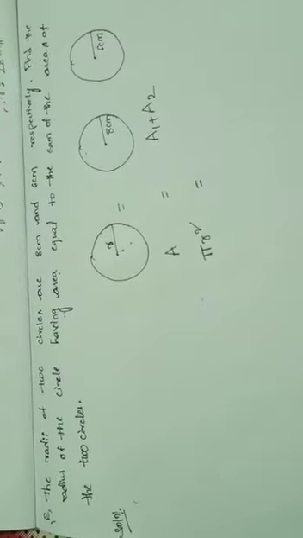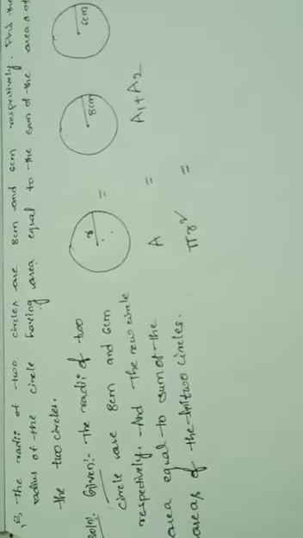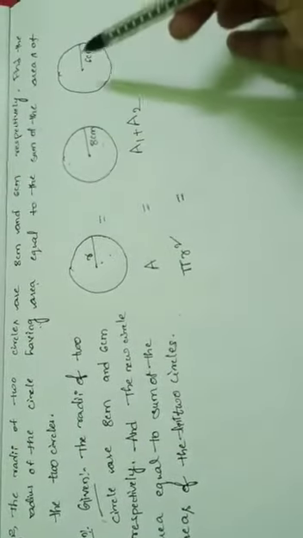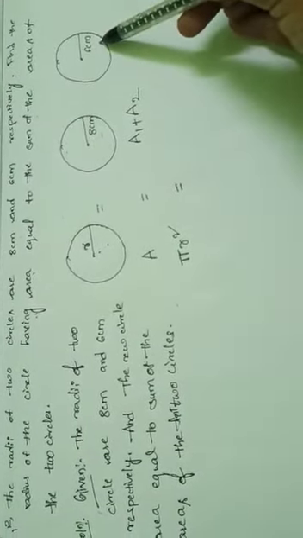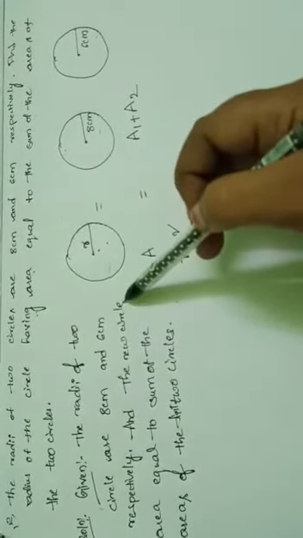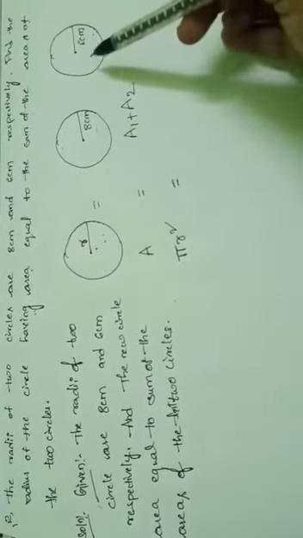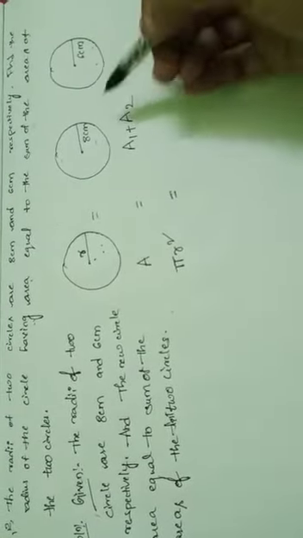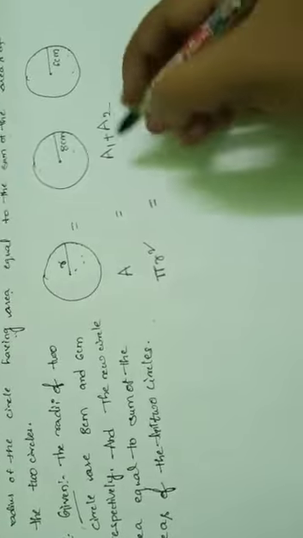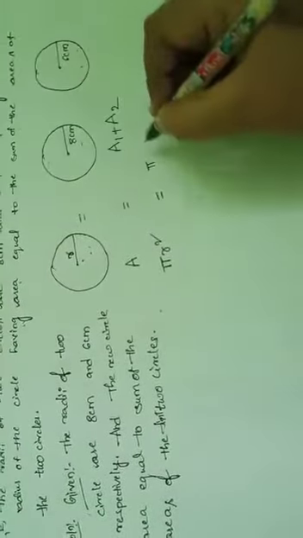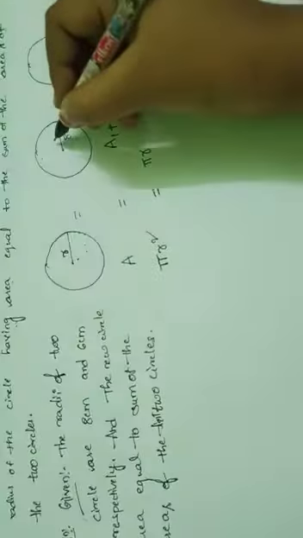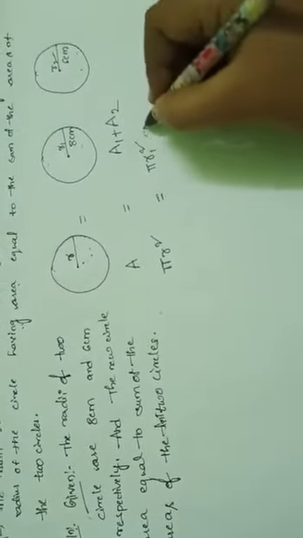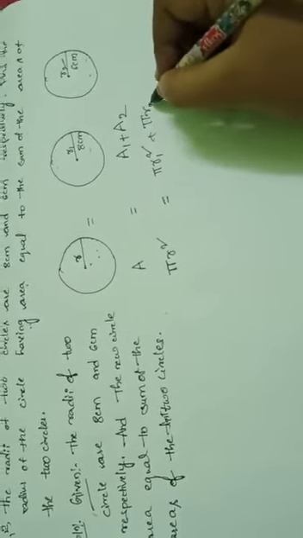First write given data. Given the radii of two circles are 8 centimeters and 6 centimeters respectively, and the new circle area equal to sum of the areas of first two circles. Okay, what is the area of first circle? Pi r1 square, here radius is r1, here radius is r2. Second circle area pi r2 square.